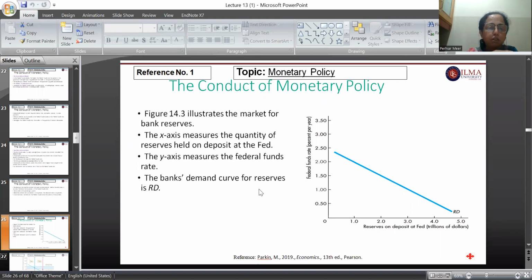The conduct of monetary policy, as can be seen in Figure 14.3, the market for bank reserves. The x-axis measures the quantity of reserves held on deposit at the Fed. The y-axis measures the federal funds rate. The banks' demand curve for reserves is RD. As you can see from the figure, the federal funds rate was at 2.50, which has decreased with the passage of time, from 1 reserves on deposits at the Fed to at least 5.